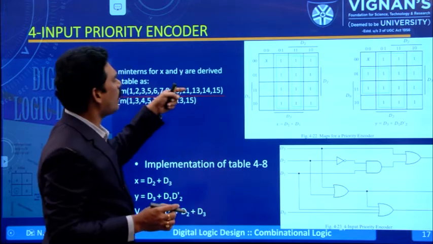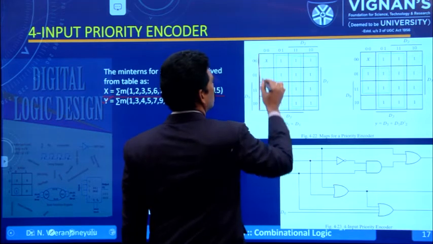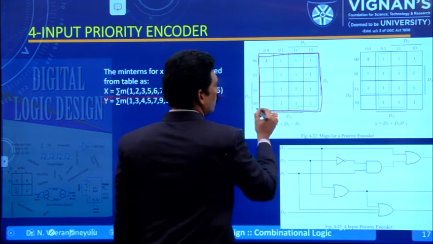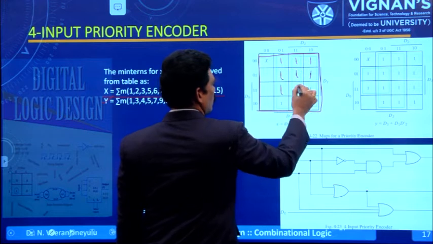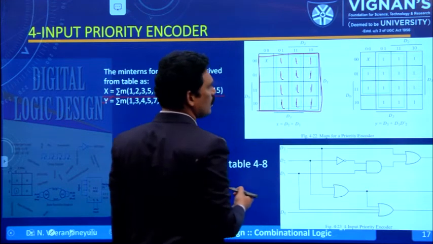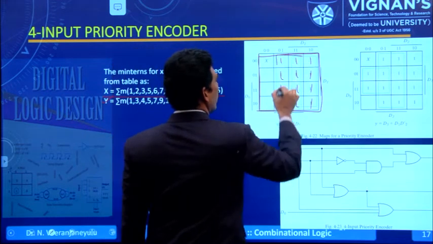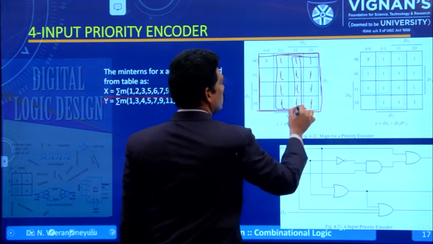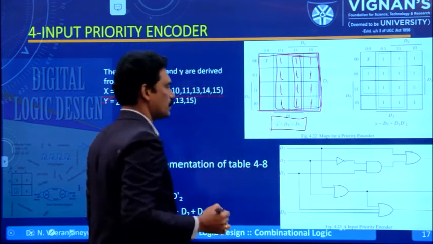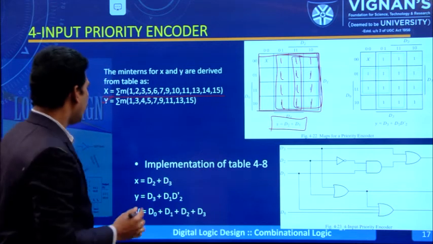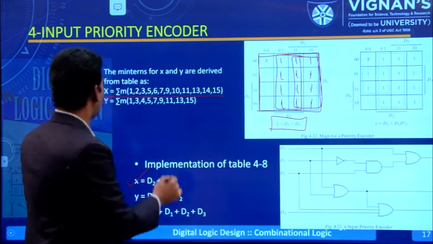By using these values we are going to map in a 4 variable K map, mapping 1s like this. This is the combination. And how to group this one? An 8 grouping is possible here and here also, 2 groupings of 8. Then X is equal to D2 plus D3. And the second one, what about Y?